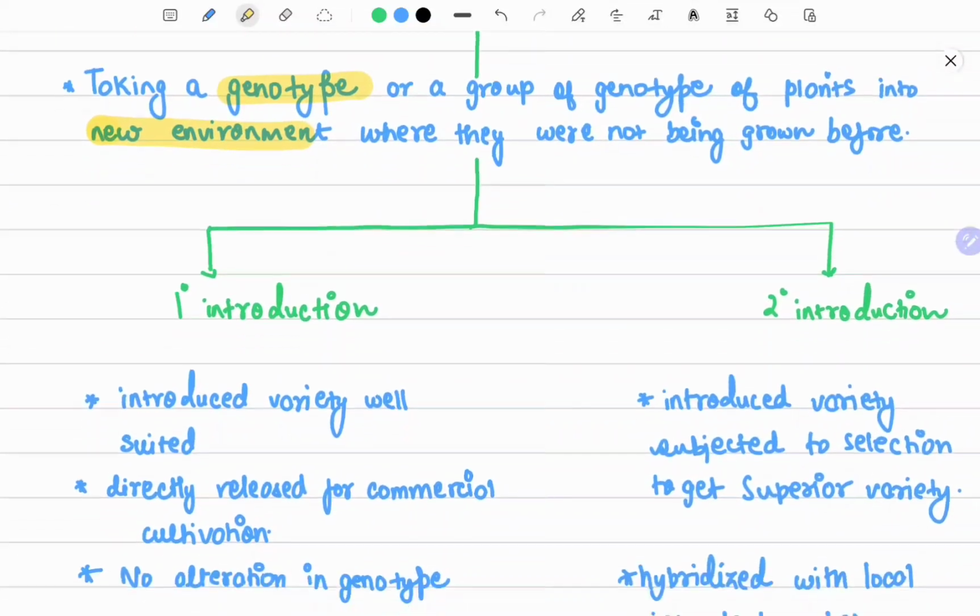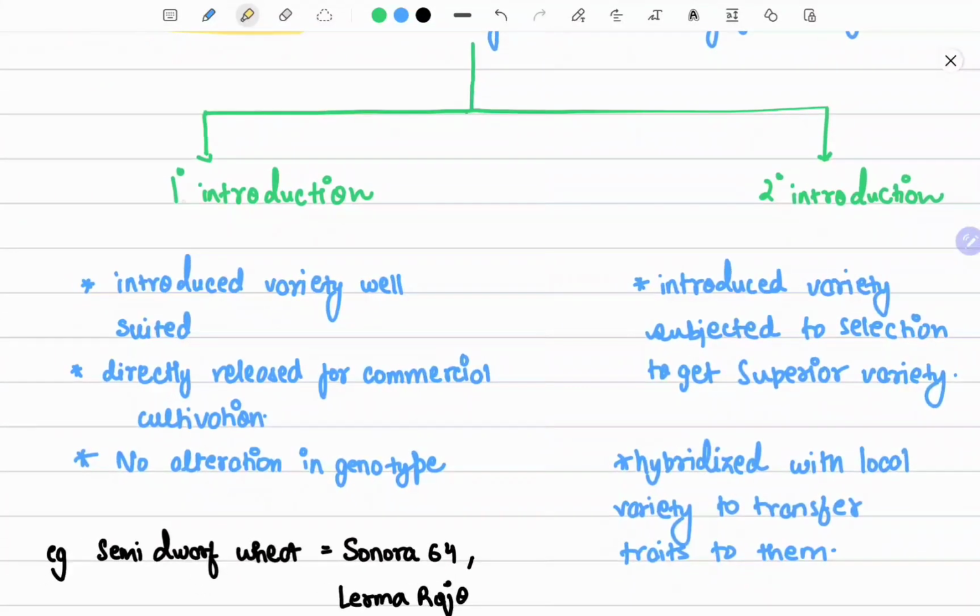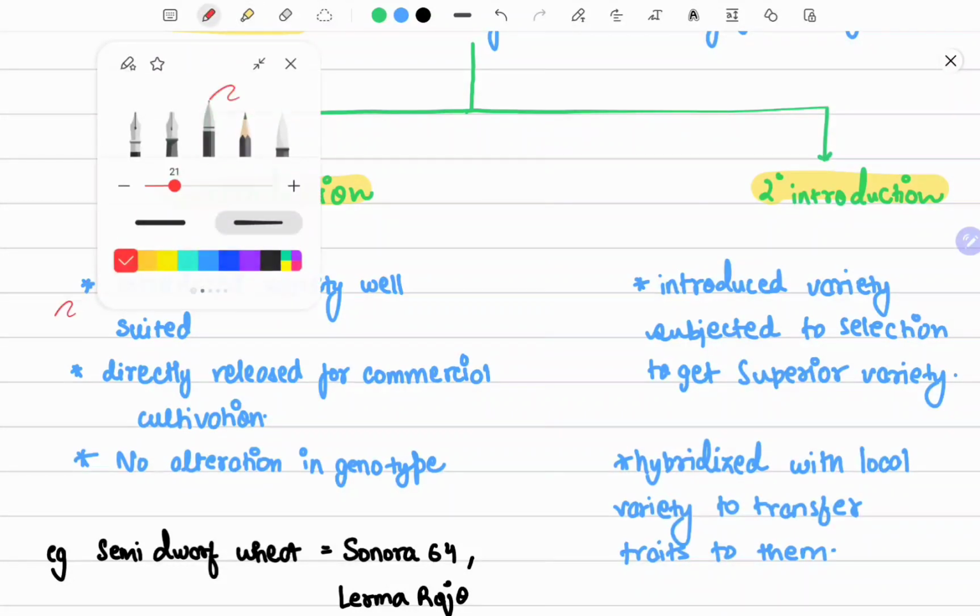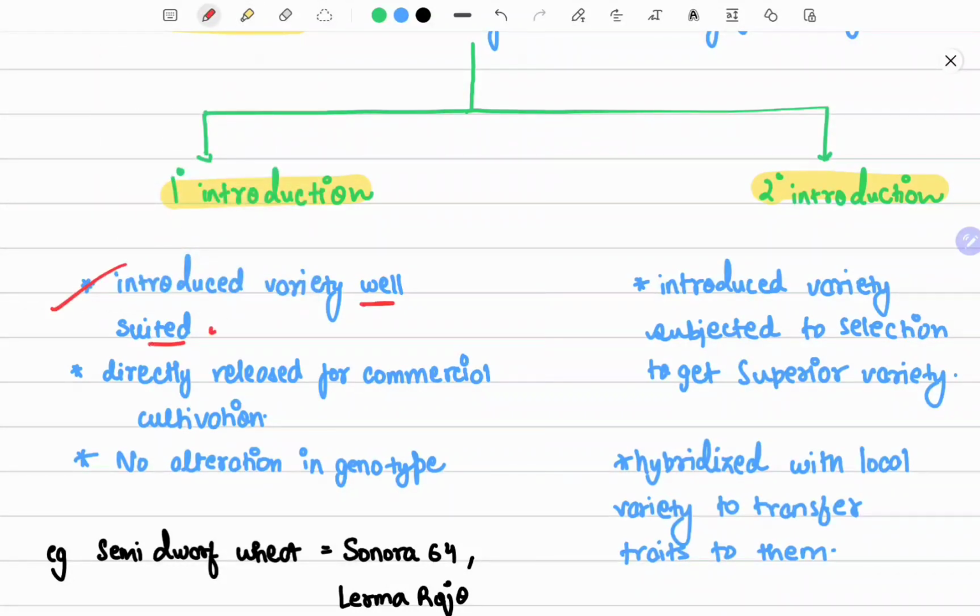Plant introduction is basically of two types. First is primary and second is secondary. Primary introduction means that the introduced variety is well suited for that environment. Secondly, it is directly released for commercial purposes because it is very well suited. So we don't need to modify the genotype or make any kind of amendments to it. We directly release it for commercial cultivation, and therefore we do not alter its genotype.